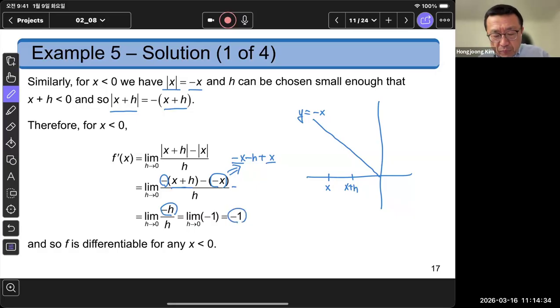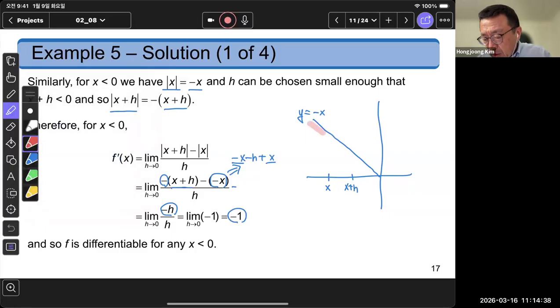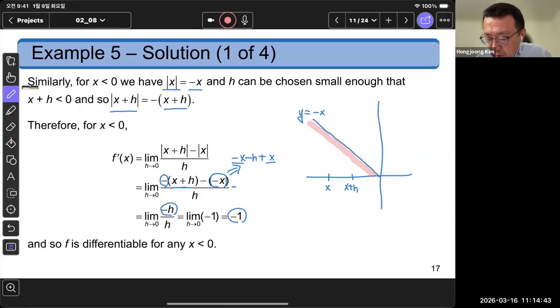you get negative 1. And when you look at the slope of the tangent line, the red one, it is negative 1. So that is consistent with our calculation. So to the left or to the right of 0, my absolute value function is differentiable. Okay?